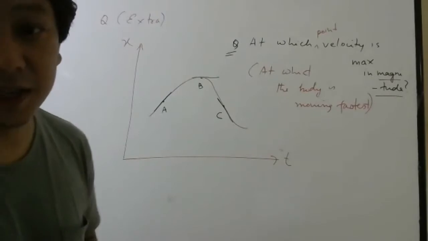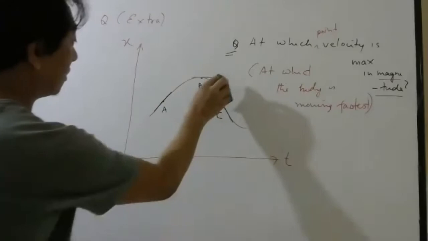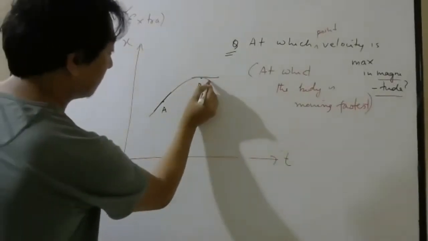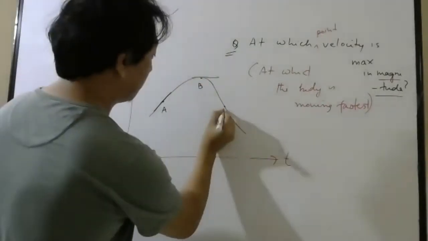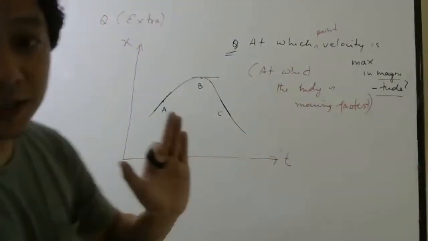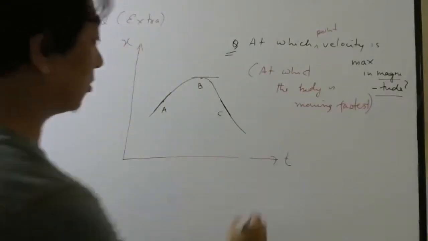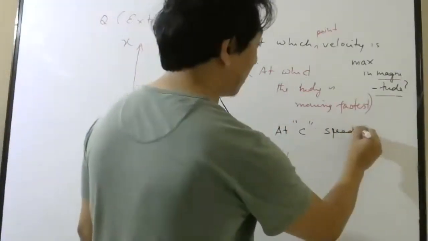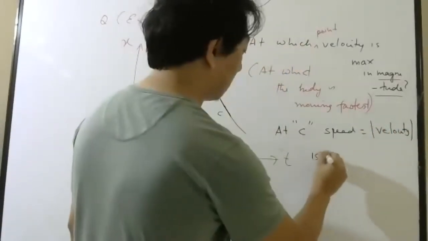Now check the 3 tangents. Which tangent is more vertical? Let me make it slightly more like this, so that it is very distinct. So if I draw the tangent here, it will look something like this. Which tangent is most vertical? C. So therefore at C, the speed, meaning the magnitude of velocity, is maximum.